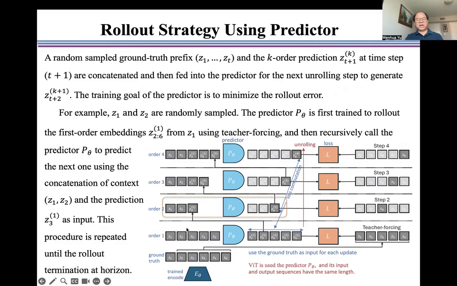This is order 1, this is order 4, unrolling in this direction. First, we use teacher forcing to generate Z2 to Z6, 1. And then in order 2, we put this Z3, 1 as an input, concatenated with Z1, Z2 to generate Z4, 2 step by step until we get a termination state.